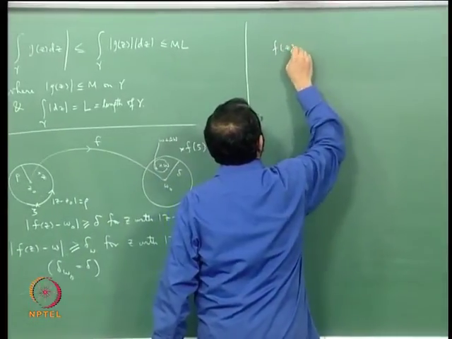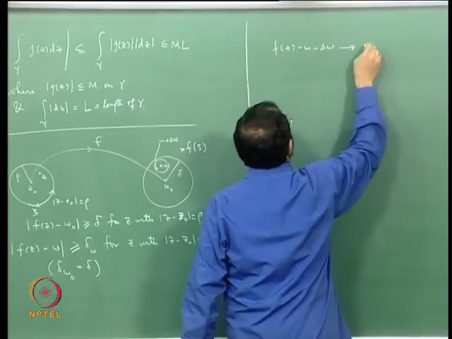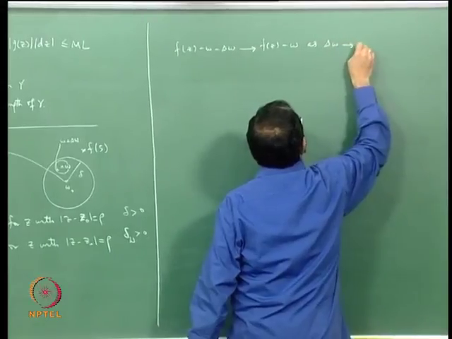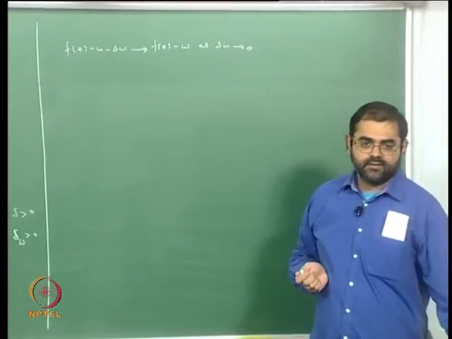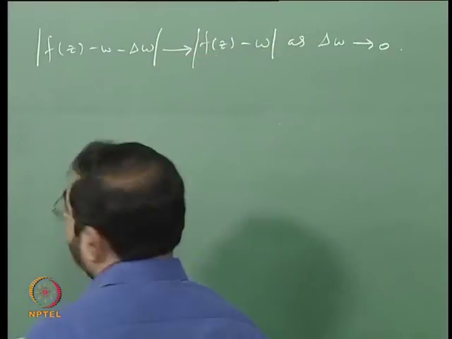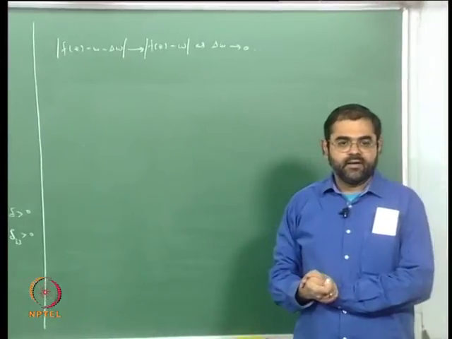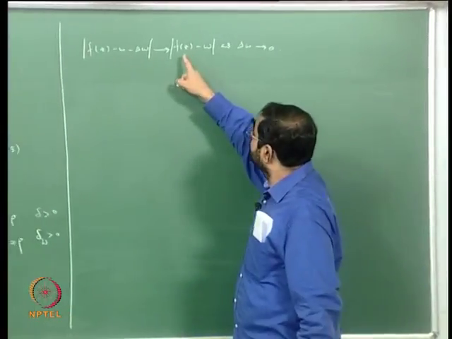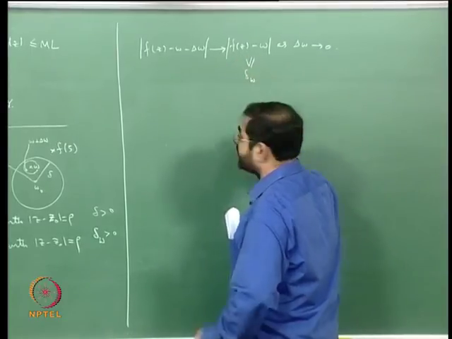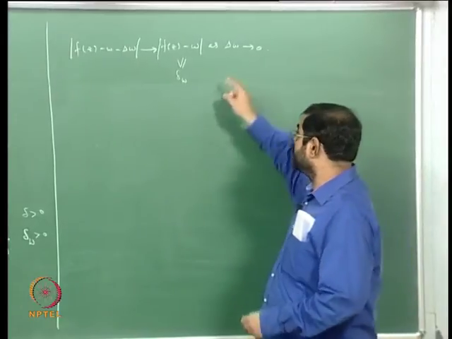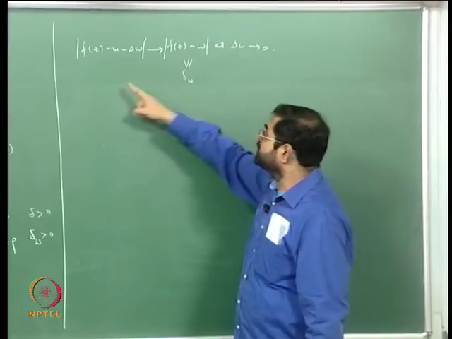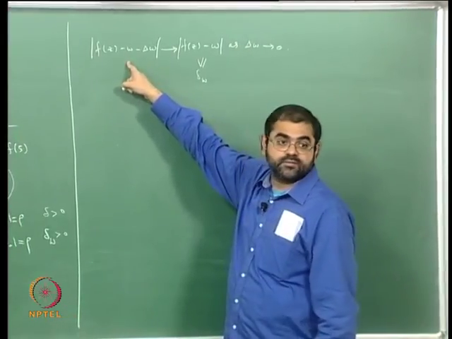f(z − w − Δw) will tend to f(z − w) as Δw tends to 0. This is just continuity. Therefore the modulus of this will tend to the modulus of that as Δw tends to 0. But this is greater than or equal to δ. So if I choose Δw sufficiently small, I should be able to make this greater than or equal to, say, δ by 2.